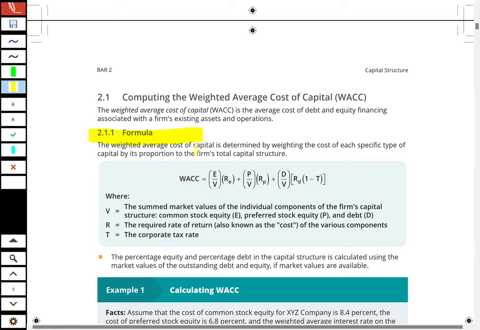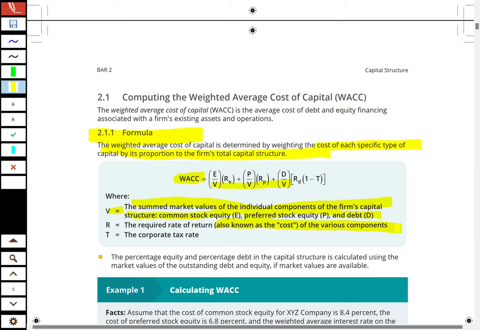But taking a look, what we would do is come up with the cost of each specific type of capital, priced in proportion to the firm's total capital structure. Okay. So basically, if you look at the weighted average cost of capital, we have the sum of market values of individual components of the firm's capital structure. We have common stock, which is E, preferred stock, which is P, and debt, which is D. So we sum the components, and that becomes the numerator here in these fractions that you're seeing listed. Then we would come up with the required rate of return, also known as the cost of the various components.